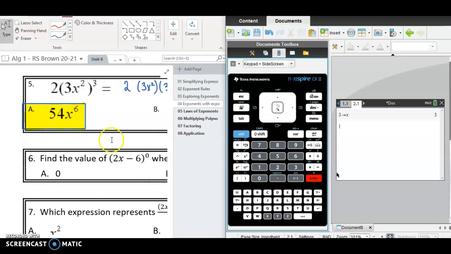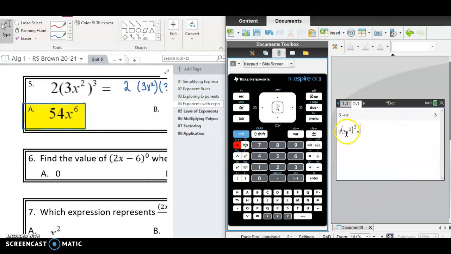So what I'm going to do is take this original expression. I'm going to do 2, open parentheses, 3x squared. So I'm going to put the caret button 2. I'm going to go outside the parentheses. I have to make it look exactly like this. So I'm going to raise that to the 3rd power because it's an exponent with an exponent, right? I have to arrow over to the right so I can put my equal sign.